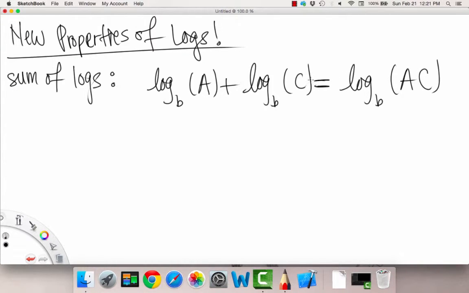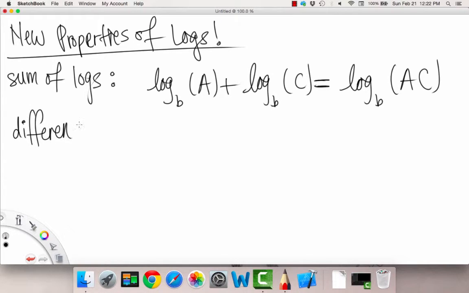It's really useful in some contexts when we're trying to solve equations involving logarithms. It basically says that when you're adding two logarithms with the same base, you can always just multiply, or take the product of, whatever's inside of them, like a and c for this example here. So there's also the difference of logs property.